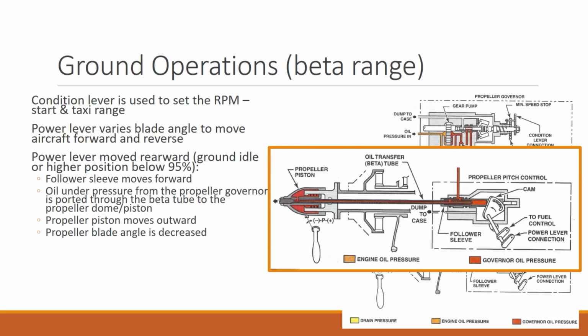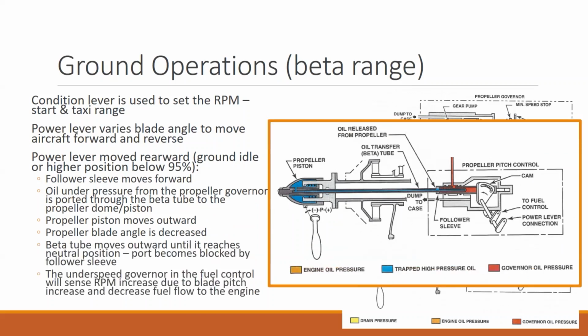Okay? But so you can see here in the beta range, our power lever is directly controlling the prop blade angle using the prop pitch control unit, the follower sleeve, and the beta tube inside of it. Okay. And so then now the beta tube that was further back, now it's moved forward to the point where it's blocked again. The dome's pushed forward to the point where it's blocked again. And now the prop is locked in a finer pitch, and the fuel control governor, it's the underspeed governor on the engine, is going to schedule the fuel to match our blade angle that we're at now.